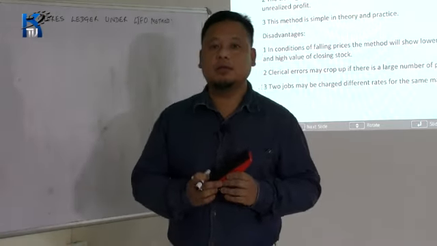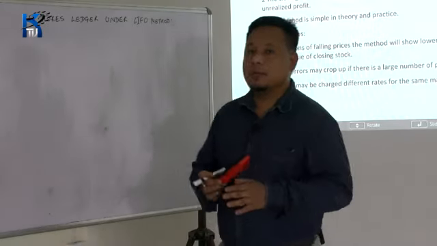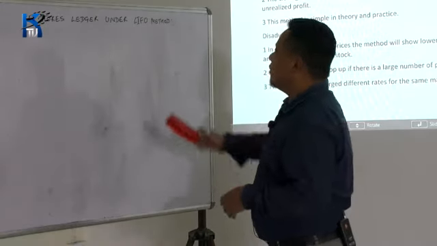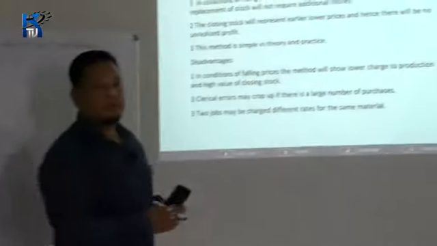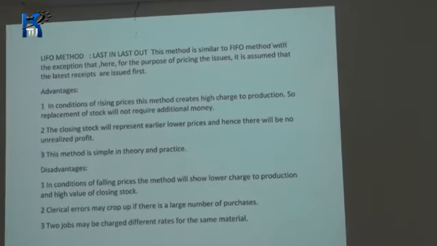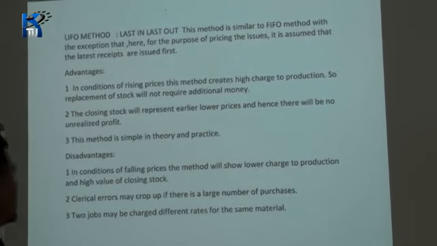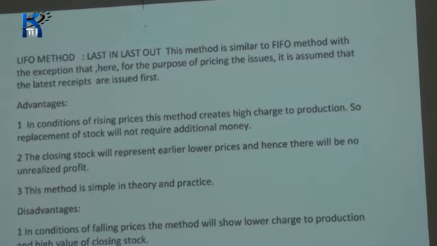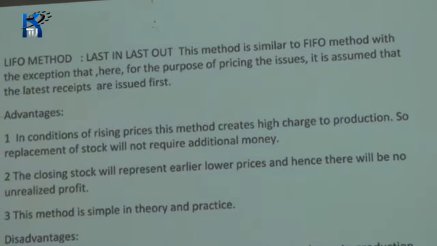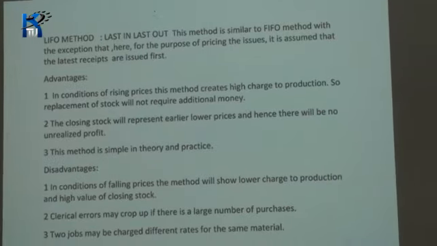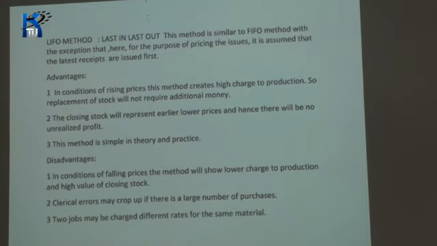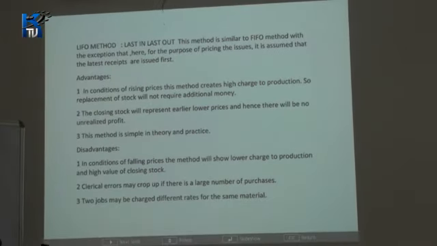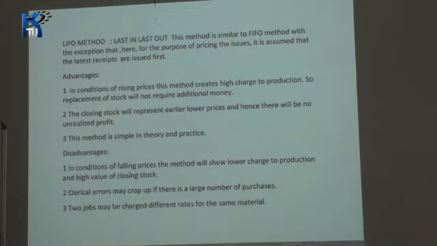So today, continuing with the chapter, we will continue with the next method, that is LIFO method or last in first out method. This method is also similar to FIFO, but here issues are made from the latest receipts. In FIFO method, we issued from the receipts made earlier. So LIFO is just the opposite of the FIFO method.